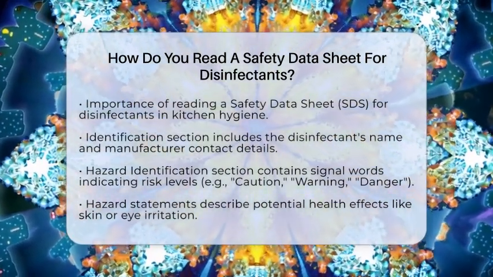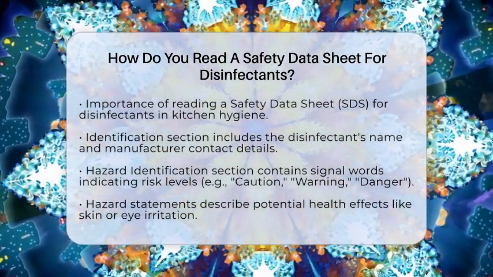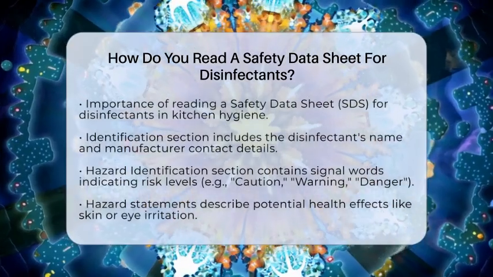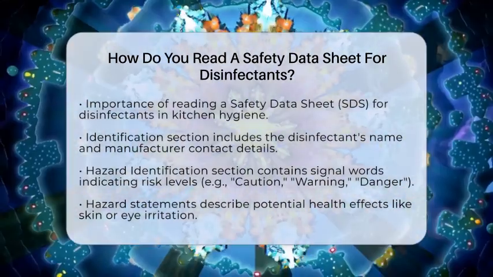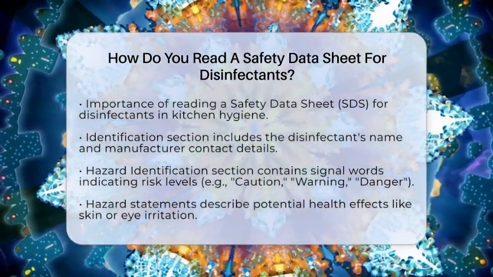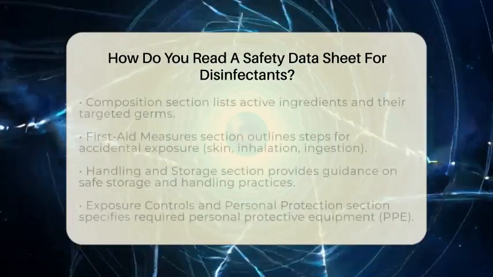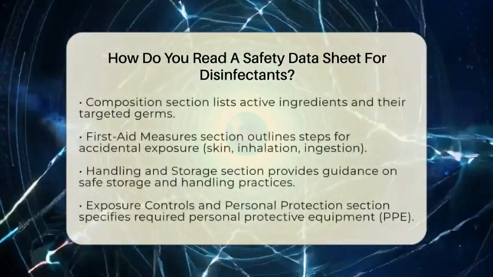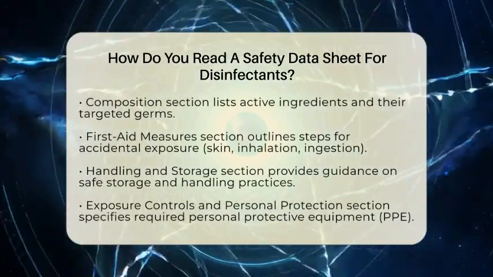Next, check the hazard identification section. Here, you will find signal words like caution, warning, or danger. These words indicate the level of risk associated with the disinfectant. You will also see hazard statements that describe health effects, such as skin or eye irritation. This section is vital for understanding what dangers to look out for when using the product.